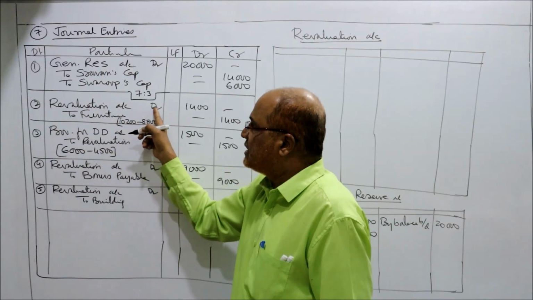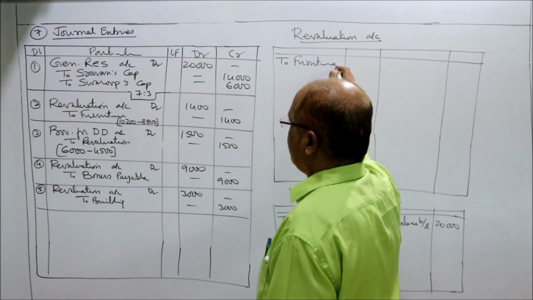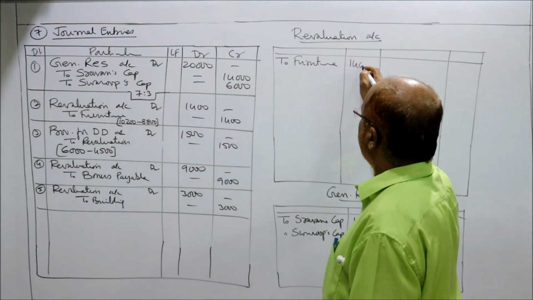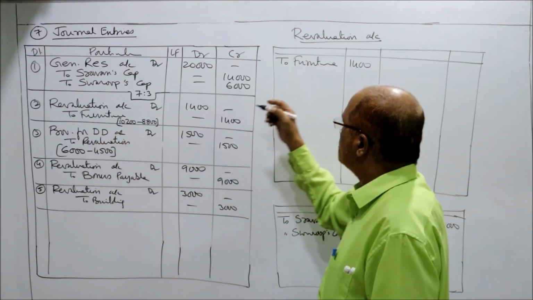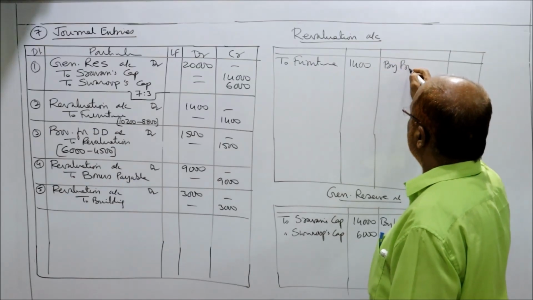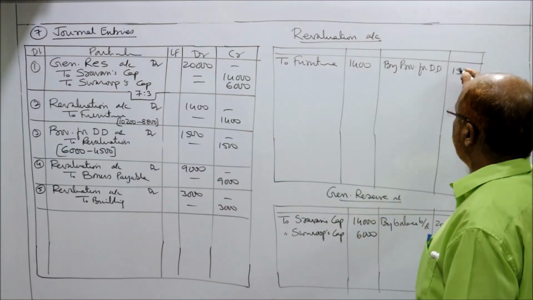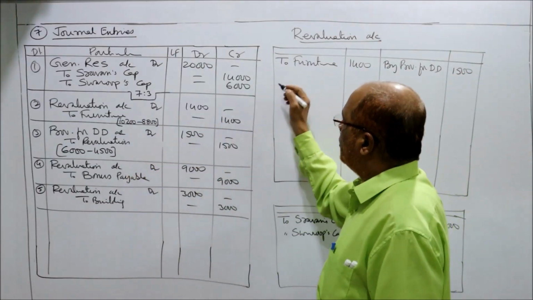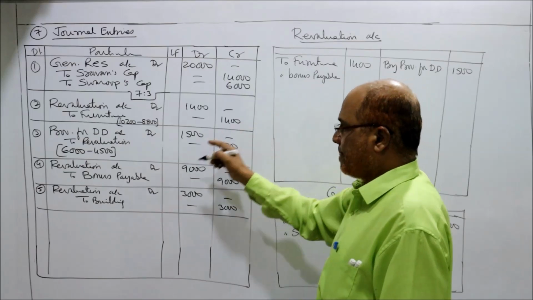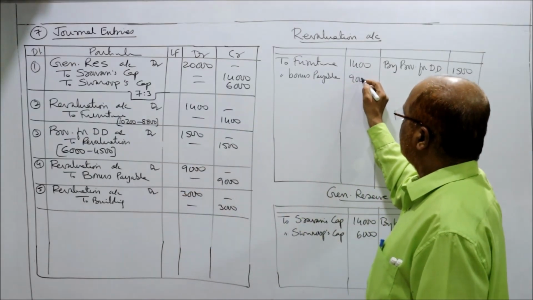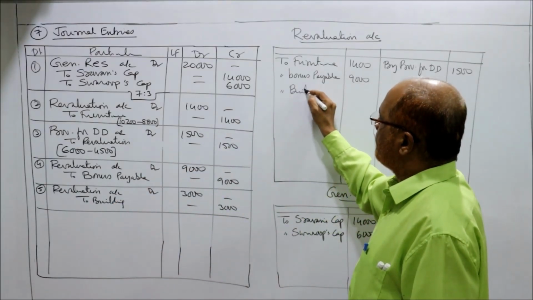Now second entry: revaluation account debit to furniture. Revaluation is to be debited, so on the debit side of the revaluation account, to furniture. How much? 1,400. Then next one, provision for doubtful debts to revaluation. So we will credit revaluation by provision for doubtful debts, 1,500. Revaluation account debit to bonus payable, how much? 9,000.